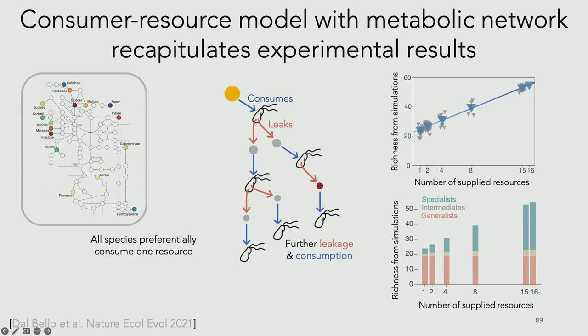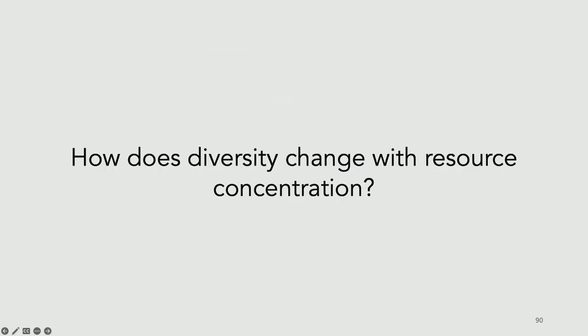So what I'm trying to say is that I really think this model is wrong for many reasons, and actually there is one reason for which it's particularly wrong. Because, as I told you before, the other question is how diversity changes with resource concentration. So we have a third axis that we need to explore.